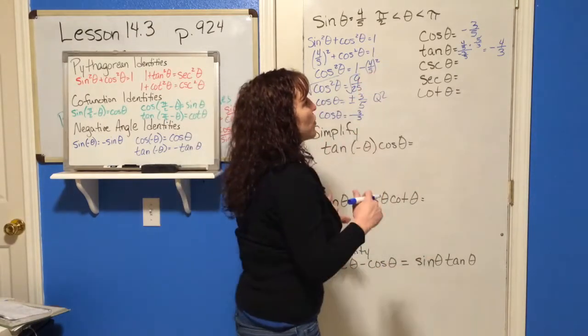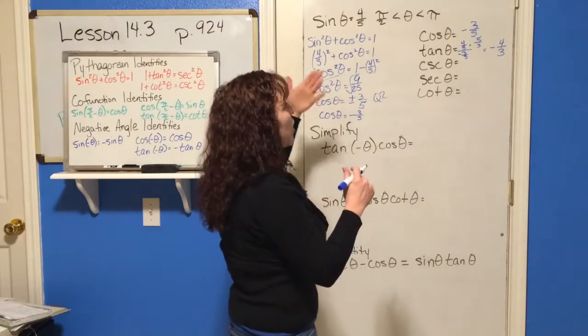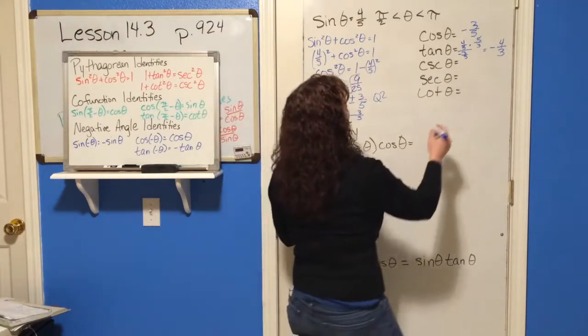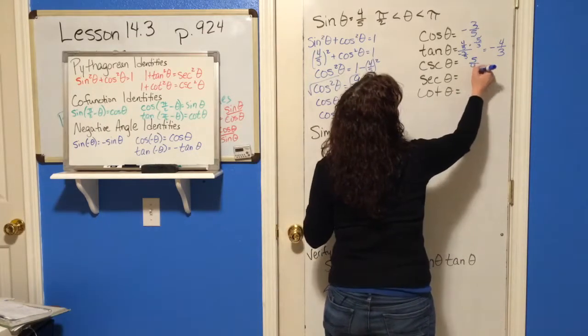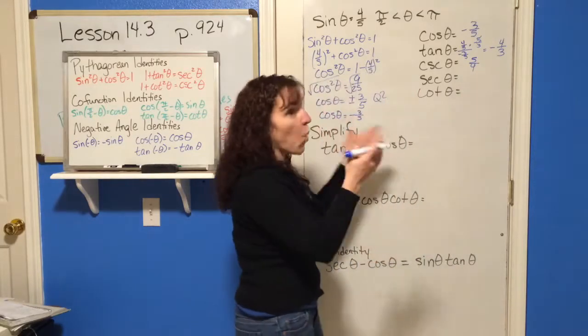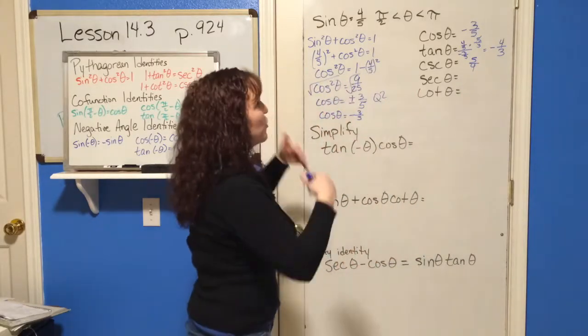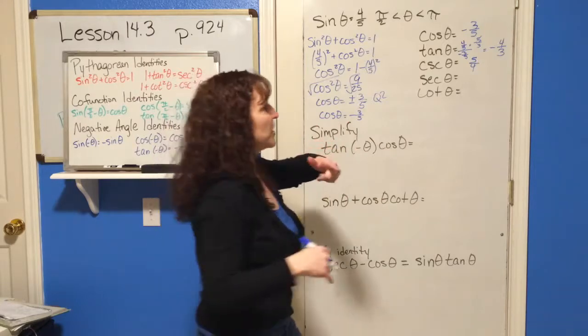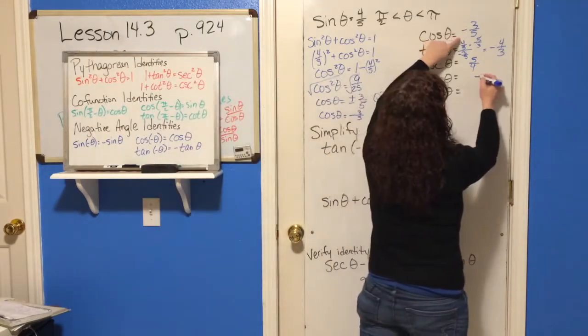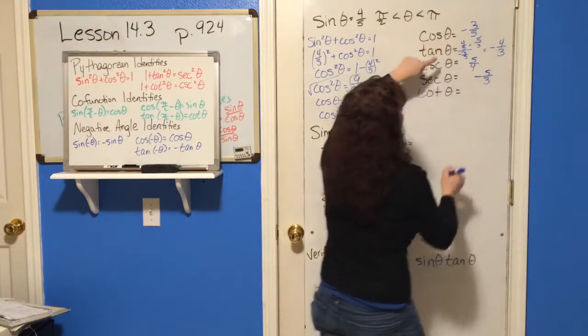Cosecant is 1 over the sine, and if you take 1 over a fraction, it simply flips it. So that's going to be 5 over 4. Secant is 1 over the cosine, and if you take 1 over anything, it simply flips it. So that's going to be negative 5 over 3.